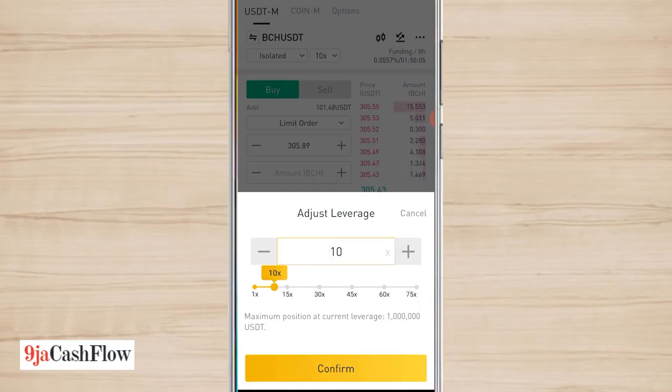It's even preferable to use 5x. 5x means that you lose your money if Bitcoin should drop by 20%. And most likely before it drops by 20%, you have already put your stop loss and you're out of the market. So let's confirm.